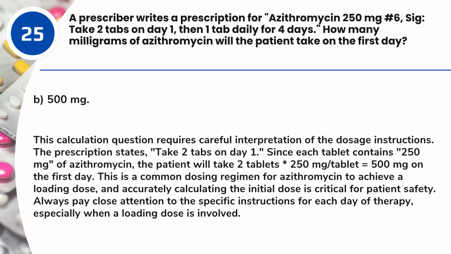Answer B. 500 milligrams. This calculation question requires careful interpretation of the dosage instructions. The prescription states, take 2 tabs on day 1. Since each tablet contains 250 milligrams of azithromycin, the patient will take 2 tablets * 250 milligrams per tablet equals 500 milligrams on the first day. This is a common dosing regimen for azithromycin to achieve a loading dose, and accurately calculating the initial dose is critical for patient safety. Always pay close attention to the specific instructions for each day of therapy, especially when a loading dose is involved.